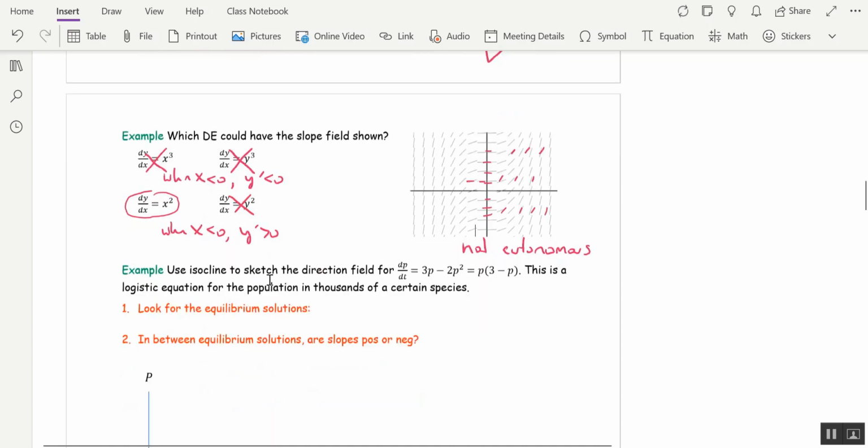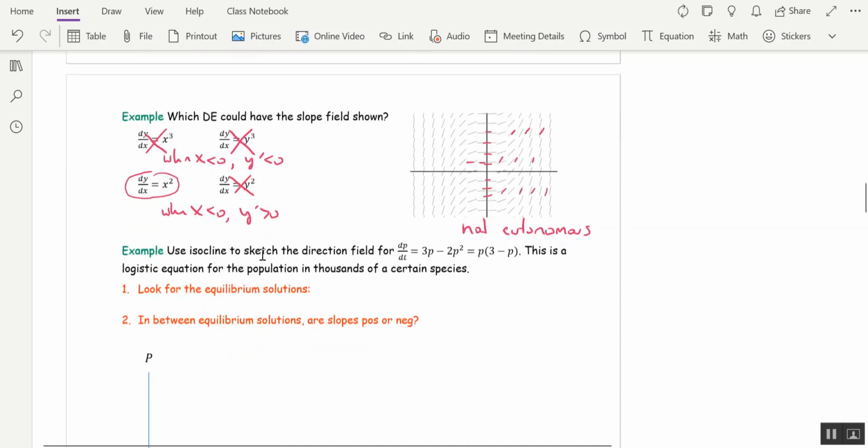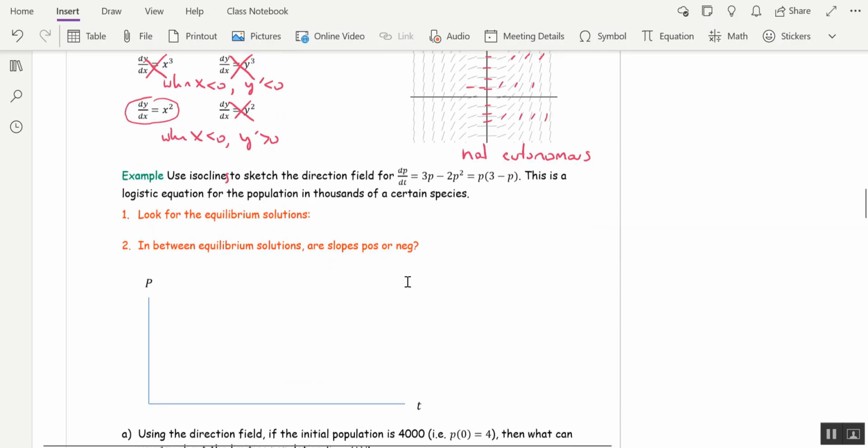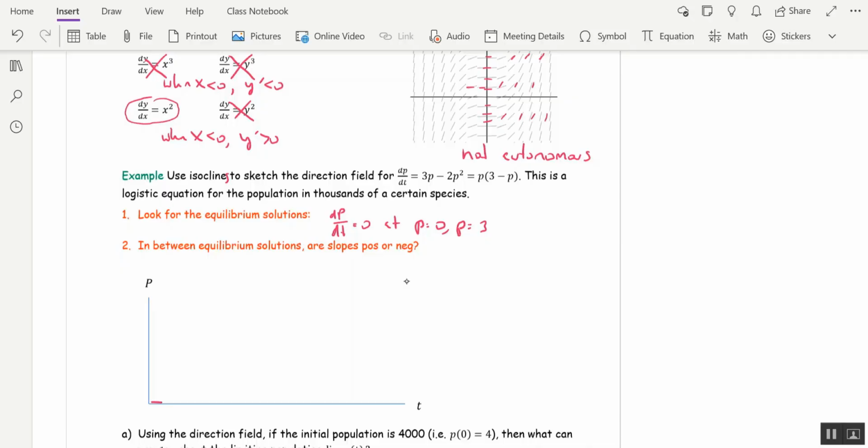Okay, another fun example, the logistic equation. Use isoclines to sketch the direction field of this differential equation. And then we're going to answer some questions based on the direction field. So the first thing you want to do when you're drawing the direction field for an autonomous differential equation is look for the equilibrium solutions. So those are places where the derivative is 0. So dp/dt is 0 at, well, this is factored here, p equals 0 and p equals 3. So at p equals 0 and p equals 3, I have lines of slope 0. So let's just draw those in.